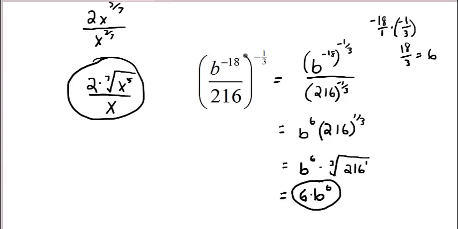So just to recap, what we did over here is raise everything to the negative 1/3 power. So we do that up here and then down here. Negative times a negative gave us a positive answer, so we kept that answer up here. But because we have a negative exponent, let's move that to the numerator, and we can make that positive. And then simplifying a little bit more, you'll find out that we get 6 times b to the 6th power is our final answer. And that's that.